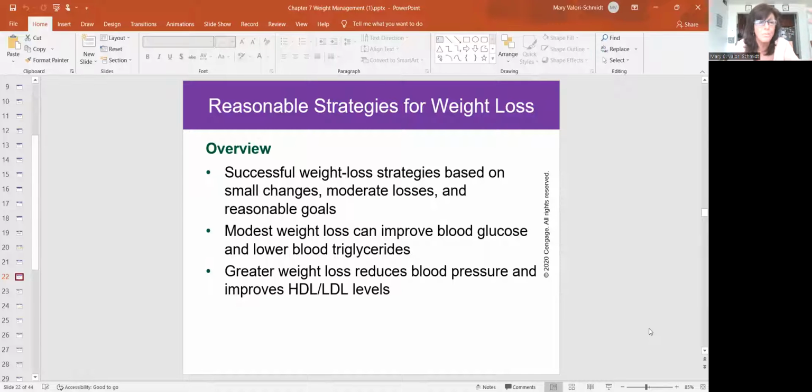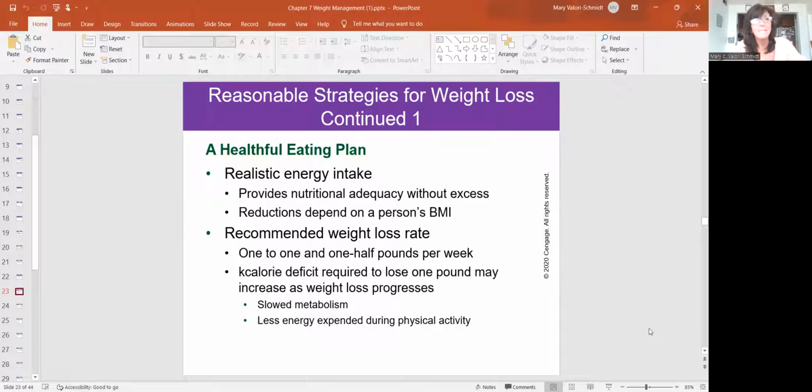Moderate losses, reasonable goals. Even a modest amount of weight loss when you are obese or even moderately overweight can help your blood sugar and your blood triglycerides, which is fat in your blood, go down. And when you lose weight, your blood pressure comes down, and your HDL, which is your good cholesterol, and your LDL, which is your bad cholesterol, will both be affected in a positive way. HDL higher is better, LDL lower is better.